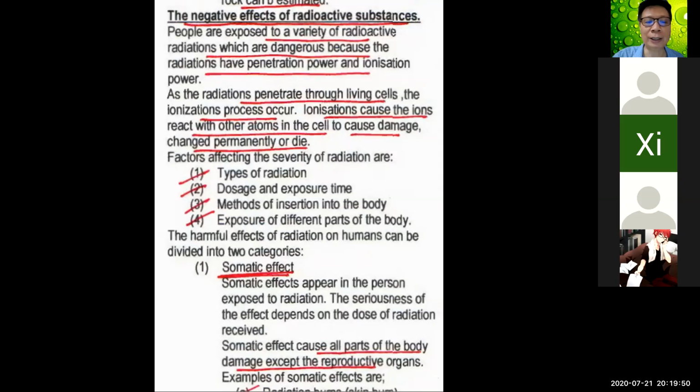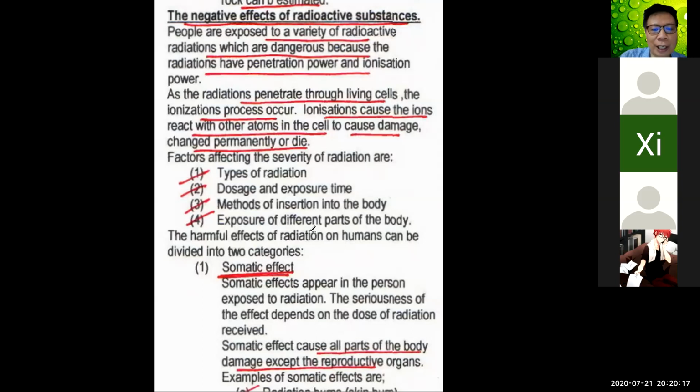So the most dangerous part of the body is the reproductive organ, because it will carry a few generations. Your next generation still can have the problem. If genetically changed already, it will carry a few generations, so this is very serious. Okay, let's move on.